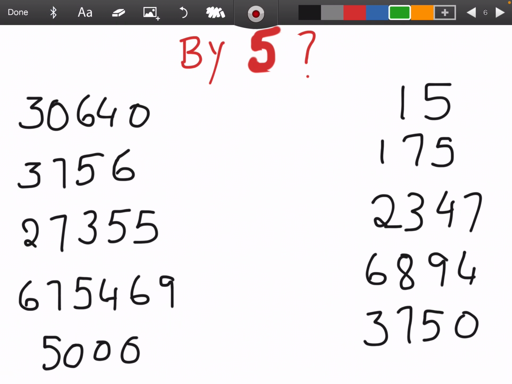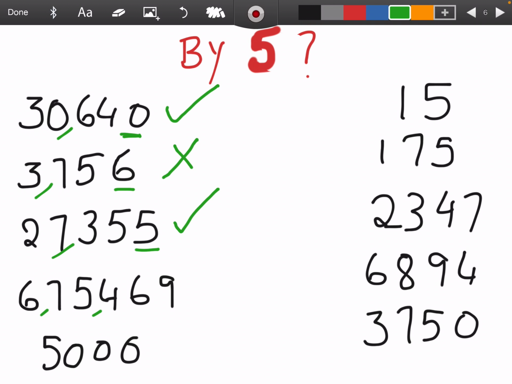This is the easiest of everything. Just check the last digit. If the last digit is 0 or 5, then the whole number is divisible by 5. The last digit is 0, so 30,640 is divisible by 5. Here the last digit is 6, so 3,756 is not divisible by 5. The last digit is 5, so 27,355 is divisible by 5.